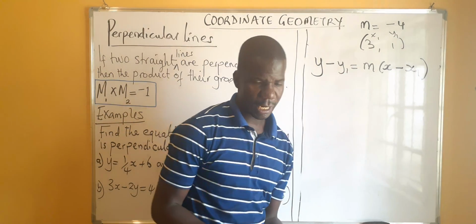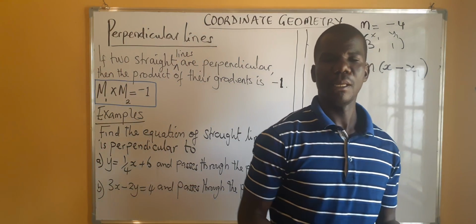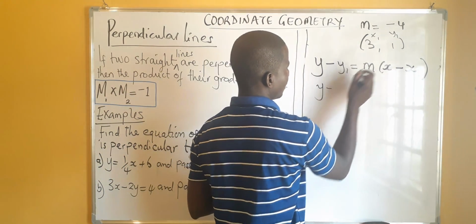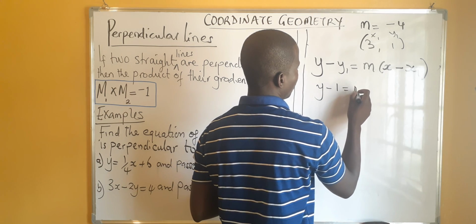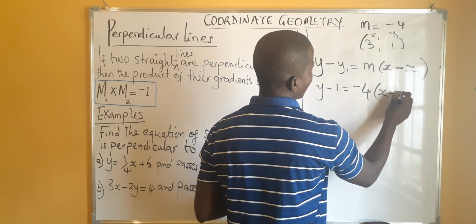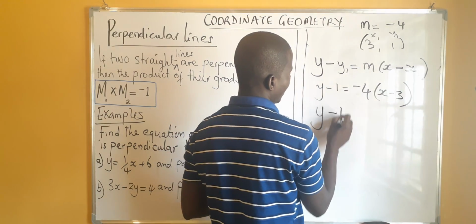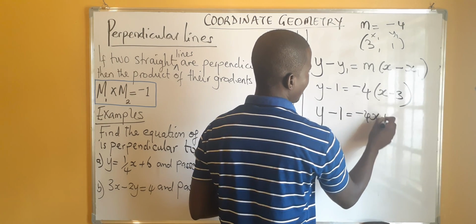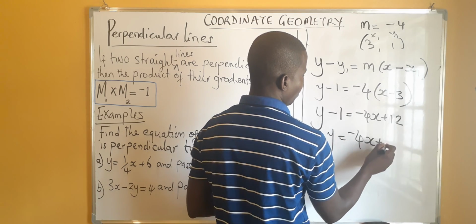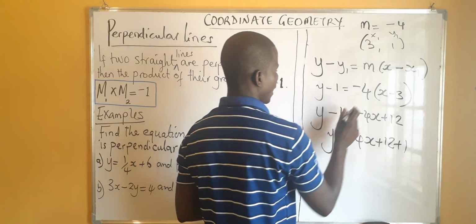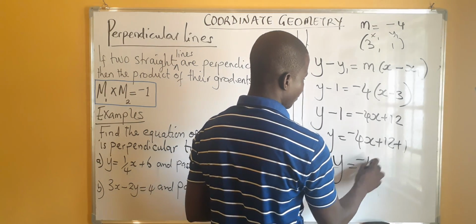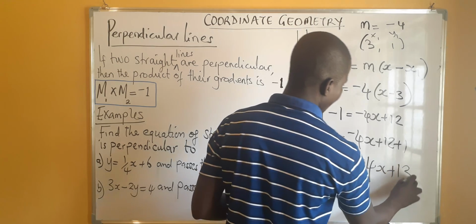This is the formula that I use to find the equation, but the other formulas are equally applicable. So we say y minus 1 is equal to our gradient, -4, times (x minus 3). Then y minus 1 equals -4x plus 12. Y is equal to -4x plus 12 plus 1. The additive inverse of -1 is +1. And y is equal to -4x plus 13.